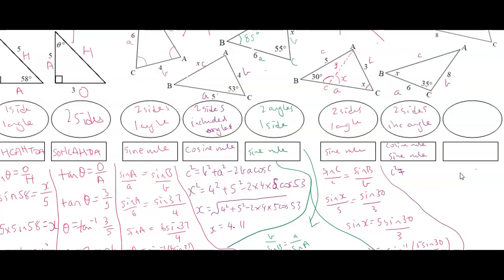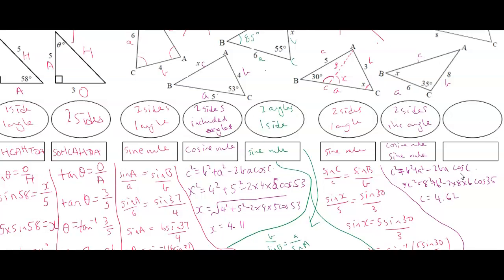it should be C squared equals B squared plus A squared minus 2BA cos C. Now, just because I don't have much room, you can just substitute everything in. So don't be lazy. We're going to have C squared equals 8 squared plus 6 squared minus 2 times 8 times 6 cos 35. All right, and then remember you take the square root of both sides to get C. So C is going to be 4.62.